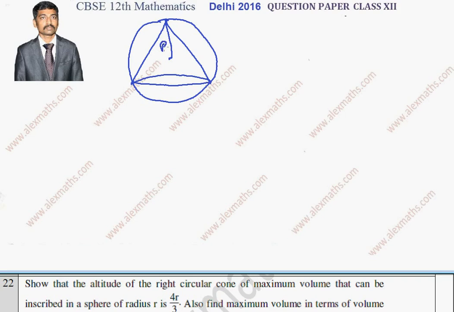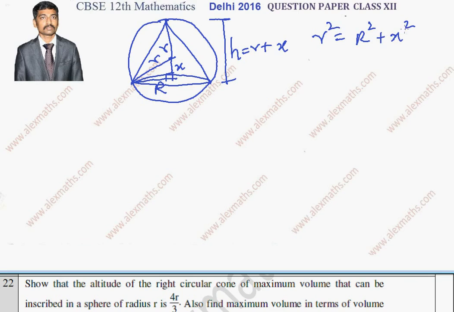So this is radius r, but in the question they have given small r, so I will take it as small r itself. Then this also small r, and if I drop this height, I will take this as x. So the total height of the cone is r plus x, and this entire thing is capital R. Using the Pythagoras relation, we have small r square is equal to capital R square plus x square.